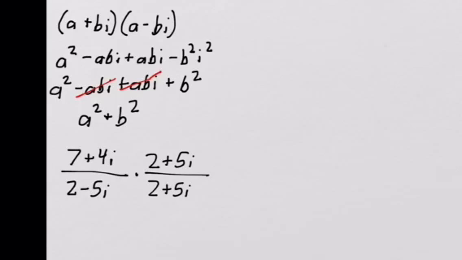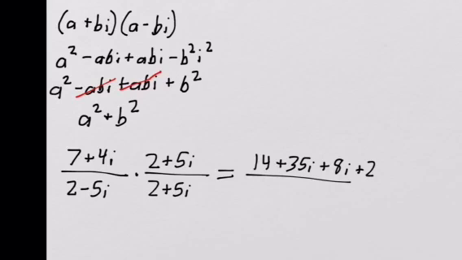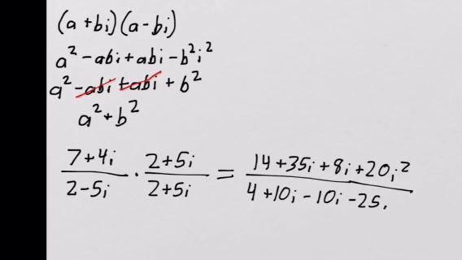And now I'll go ahead and multiply. So on top, I get 14 plus 35i plus 8i plus 20i squared. And on the bottom, I could use the trick that I have above to do this quicker, but I'll go ahead and write everything out. So 4 plus 10i minus 10i minus 25i squared.